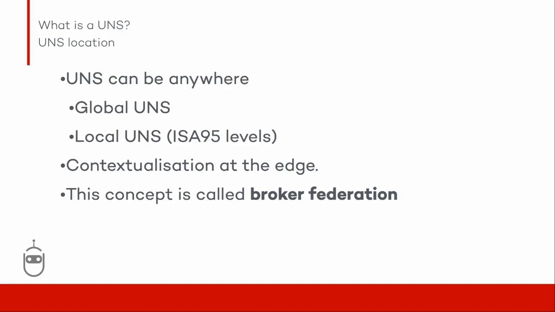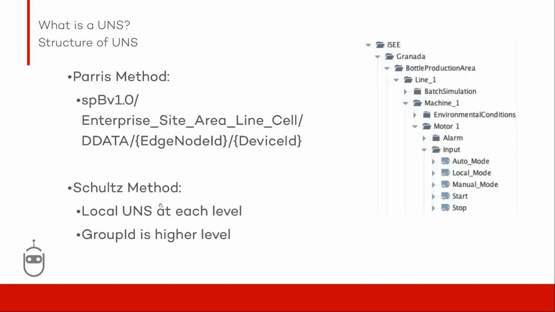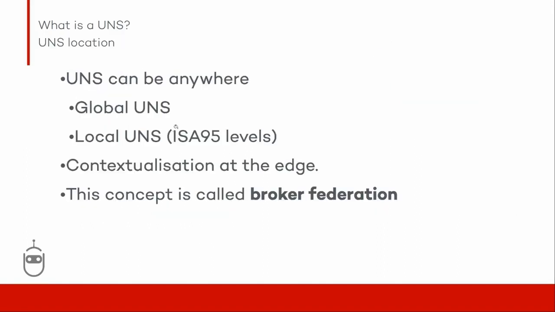And then one other thing to talk about is the location of a UNS. We talked a little bit about that with the Schultz method, since the UNSs can be on different levels in the local UNSs. But the UNS can basically be anywhere, and it is anywhere. So you have the global UNS. It is not required that you have multiple UNSs, but you can, and you will try to have, on the enterprise level, all your local UNSs gathered into one global UNS. So you have a single source of truth, the one place to fetch all the information.